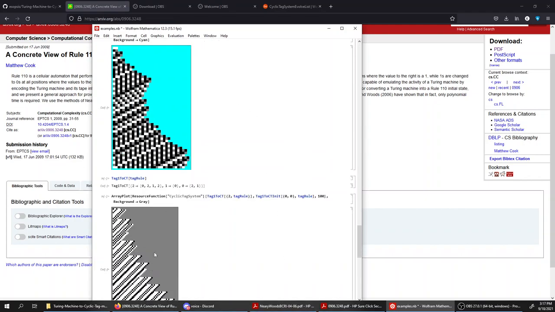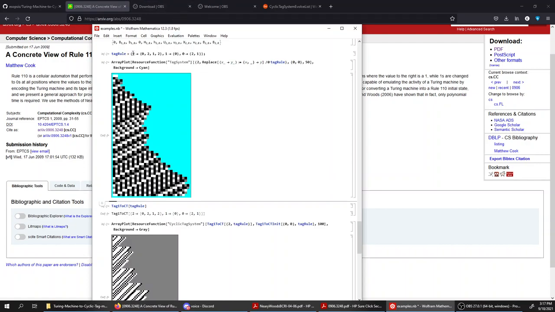So here is cyclic tag emulating this tag system. And again, this is probably the simplest step in the whole thing. So basically, you turn each of these cells into kind of a meta cell, I guess. Each of these cells turns into a binary cell that has the same length as the number of rules. So the tag system has three rules.